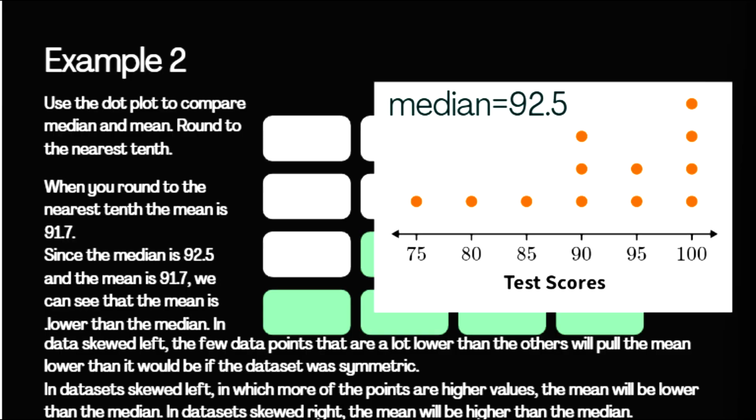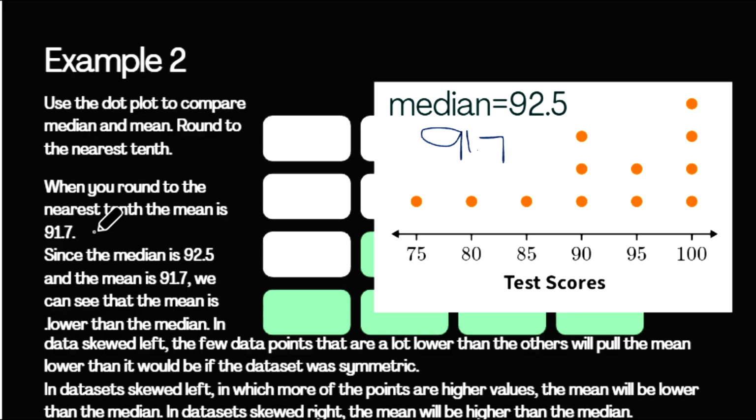Let's do that. So we have 75 plus 80 plus 85 plus 90 plus 90 plus 90 plus 95, 95, 100, 100, 100, 100. That gives us 1100 divided by 1, 2, 3, 4, 5, 6, 7, 8, 9, 10, 11, 12. 1100 divided by 12 gives us 91.7. Okay. It told us to round to the 10th for once. Okay, that's right here. Since the median is 92.5 and the mean is 91.7, we can see that the mean is lower than the median.